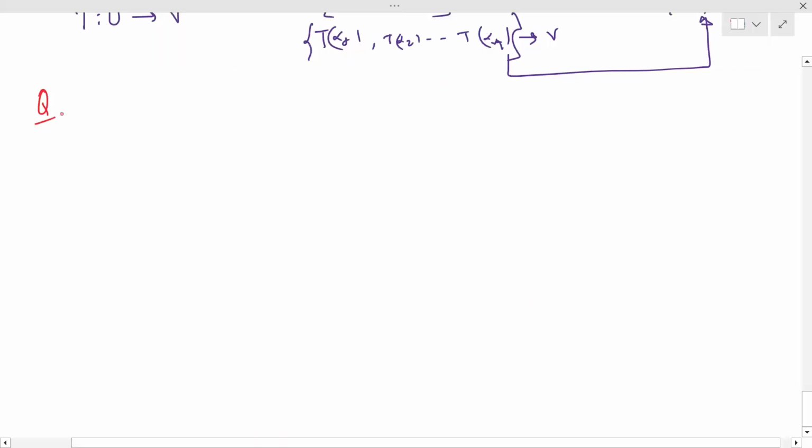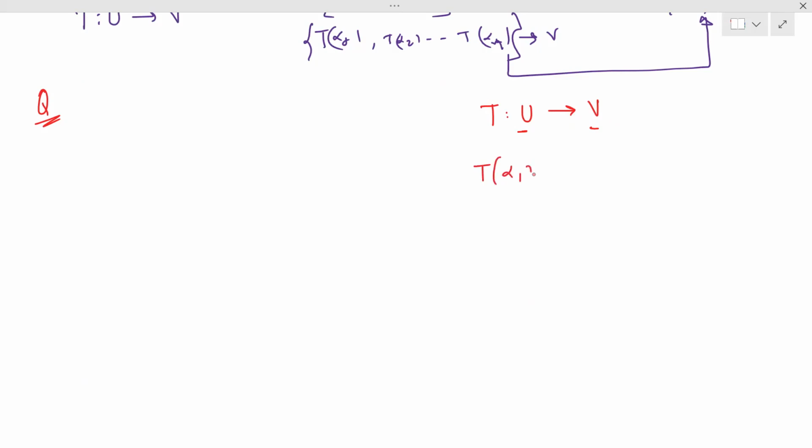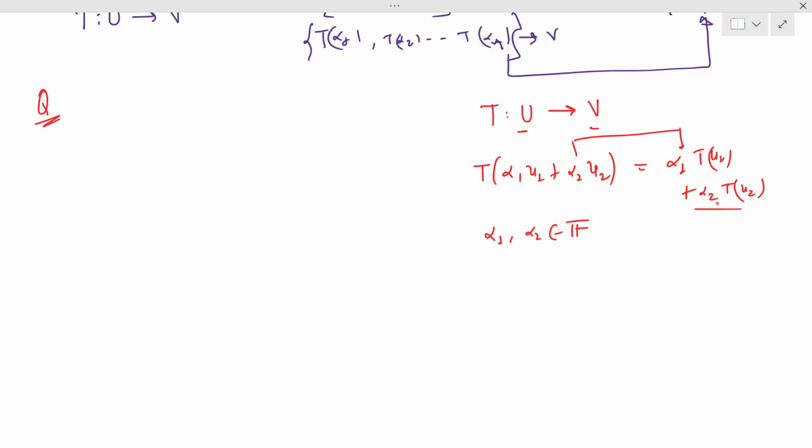Those people who have not taken the class on linear transformation, see what a linear transformation is. A linear transformation is a function. Let's say I'm defining it from U to V, where U is a vector space and V is also a vector space. T, the map from U to V, is a linear transformation if, for alpha 1 and alpha 2 belonging to field F, the image of alpha 1 U1 plus alpha 2 U2 is alpha 1 TU1 plus alpha 2 TU2. Then I say that this T is a linear transformation.